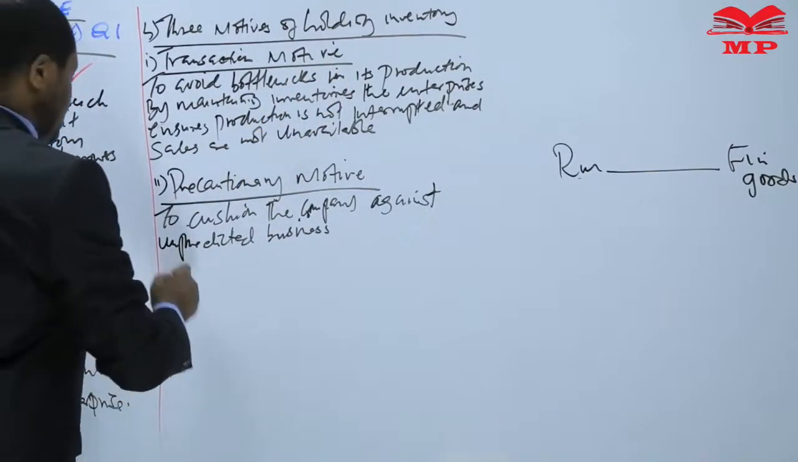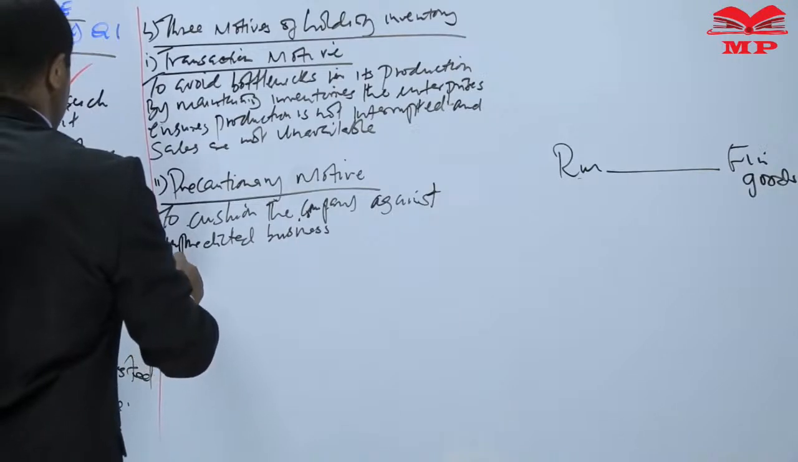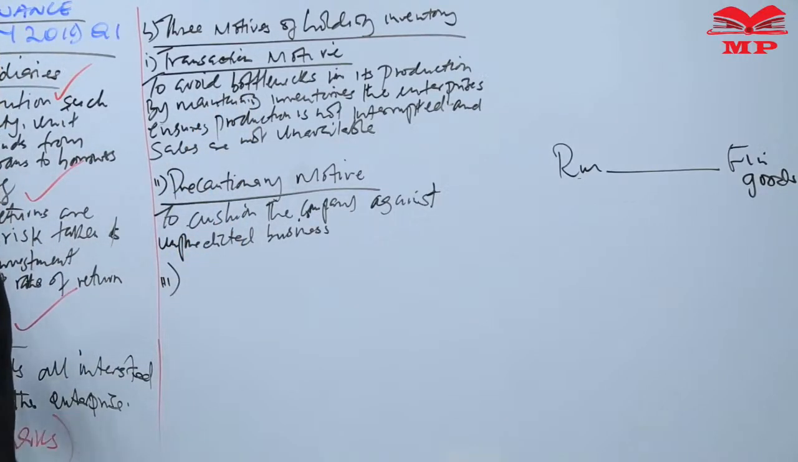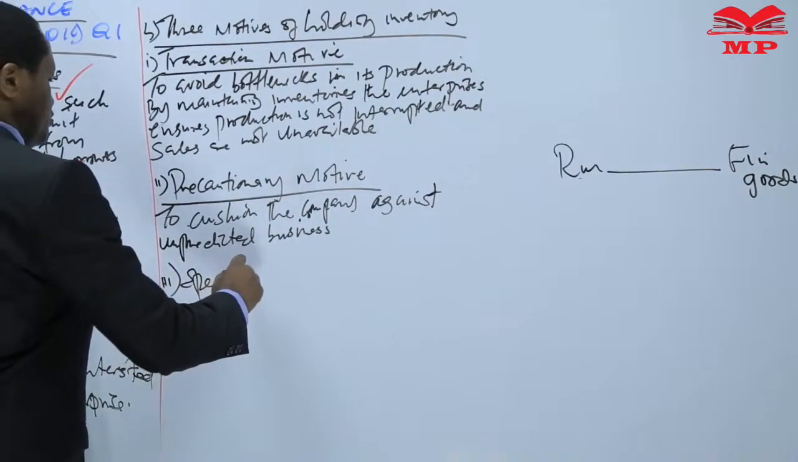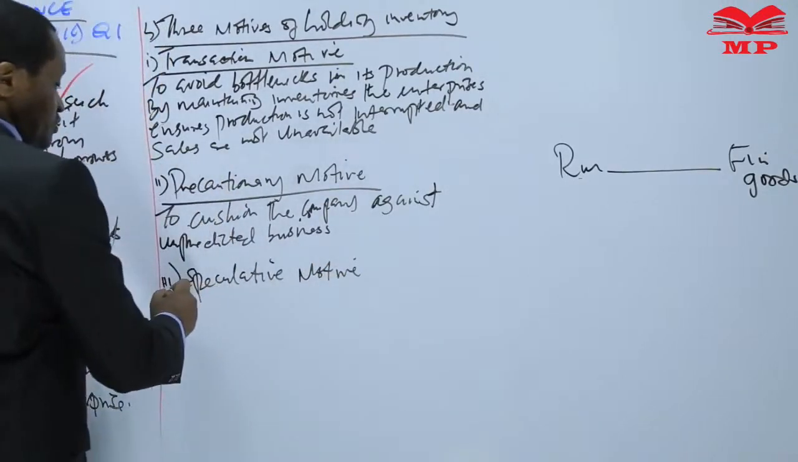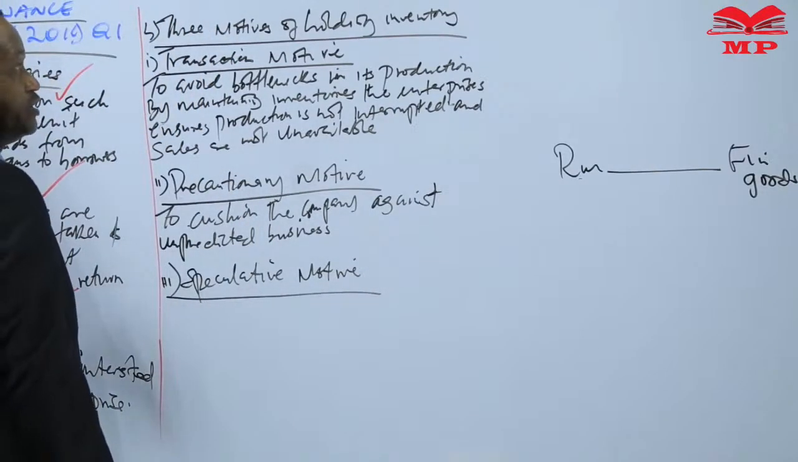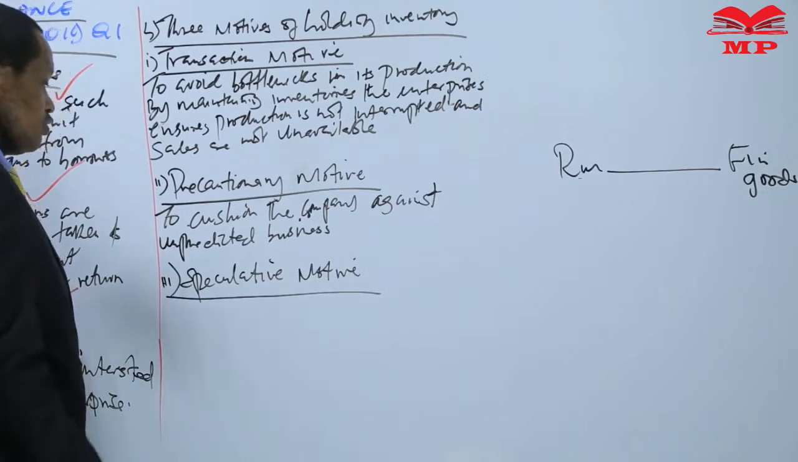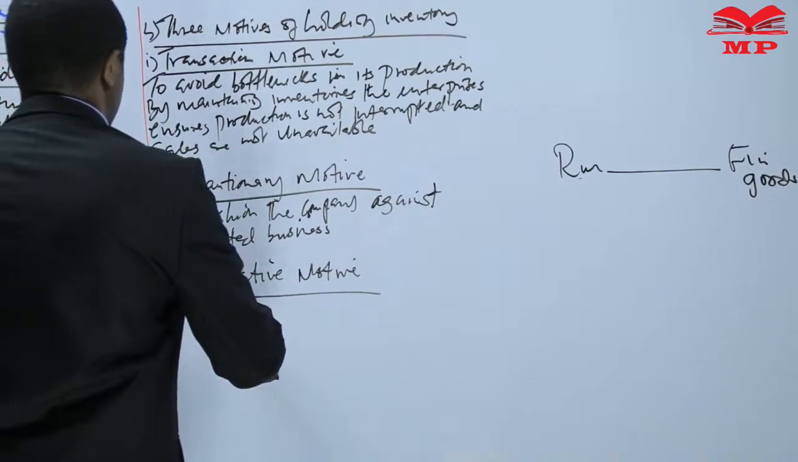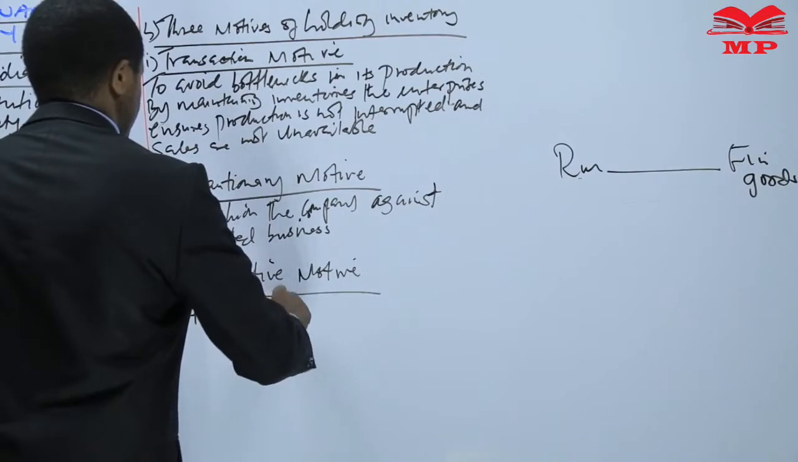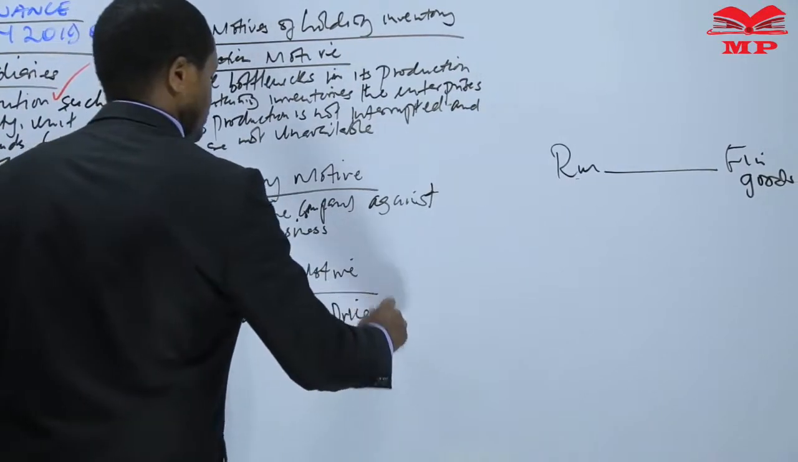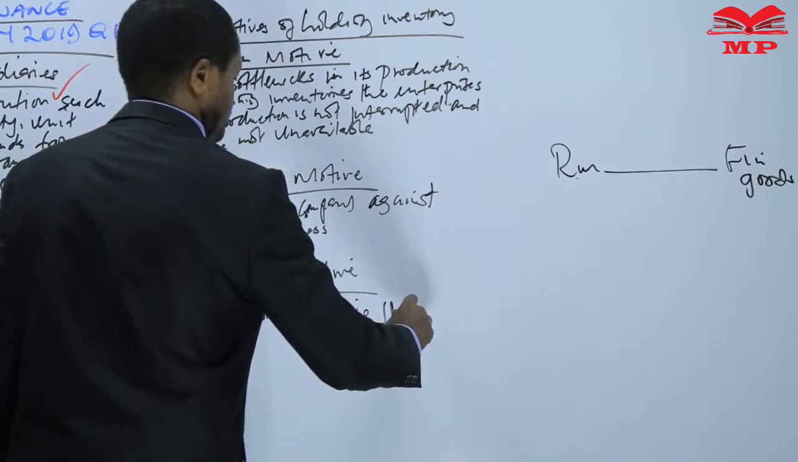Then the third motive, number three, speculative motive. The company may hold inventory so as to take advantage of price fluctuations.